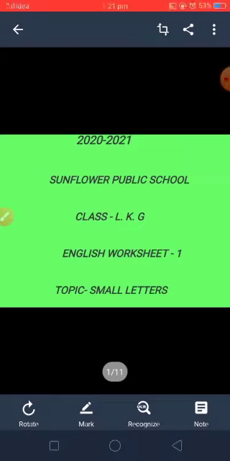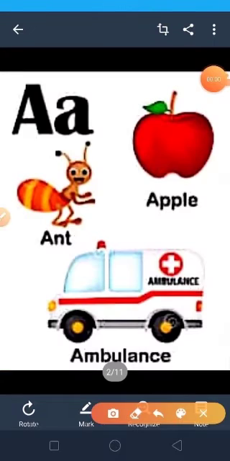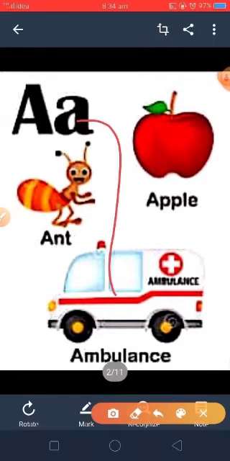In class nursery, you have learned to write A to Z, isn't it? Now, in this class, we are going to learn small letters of English. Capital A is written as small a. That is A for apple, A for ant, A for ambulance.